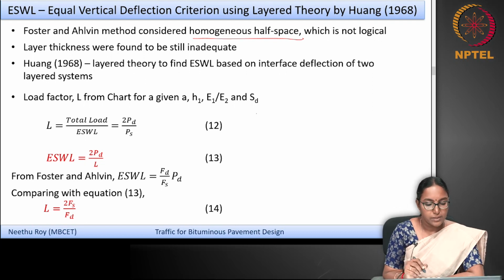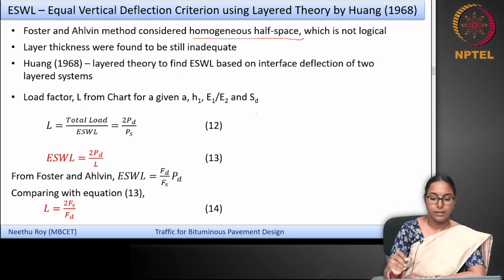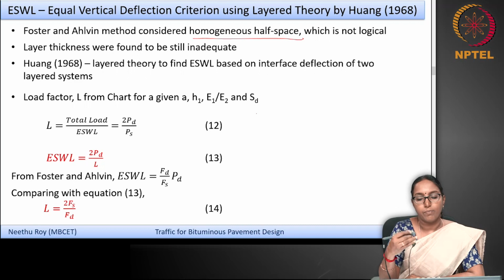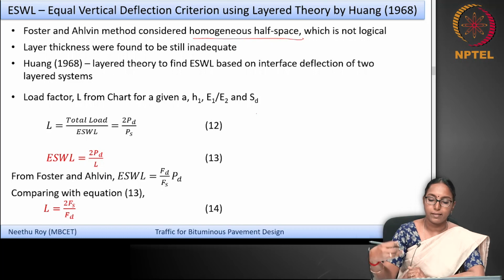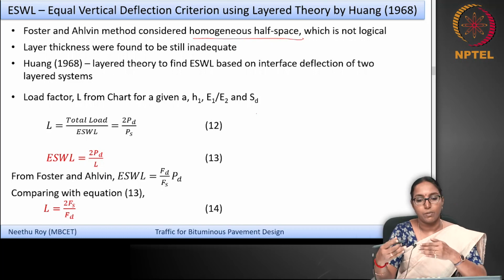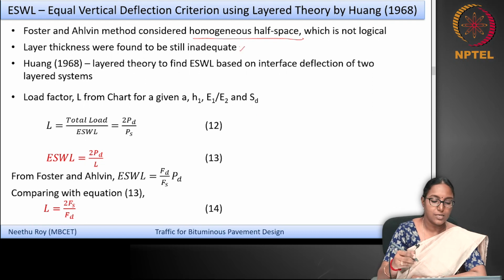So the approach that we have just discussed based on Foster and Ahlvin, using vertical deflection, has considered that the pavement is a homogeneous half space, that is, it comprises just one layer having a modulus of E, which is not logical because the pavement structure should have at least 2 layers, the pavement layer and the subgrade layer. Okay, and also it was found that the layer thicknesses designed based on that approach were inadequate.